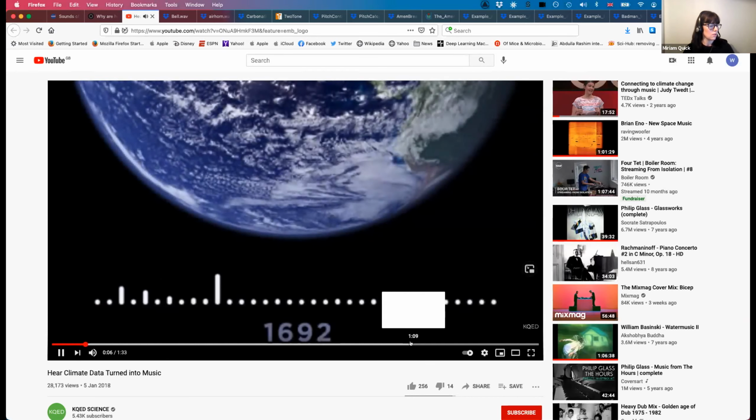So yeah, it's kind of scary. You can really hear this rapid acceleration in temperature and CO2 in recent years as the pitch of both sounds rises faster and faster towards the end.